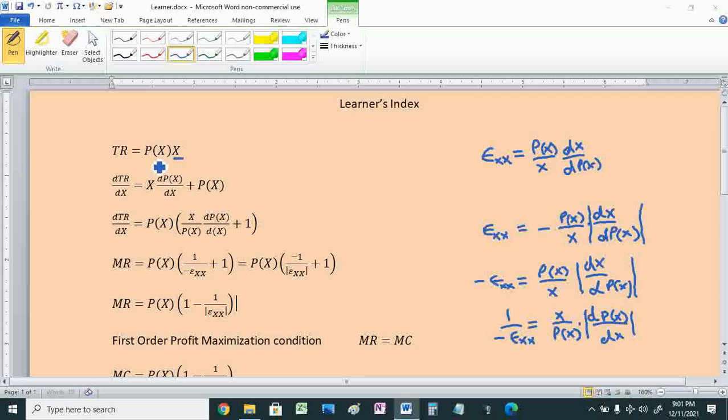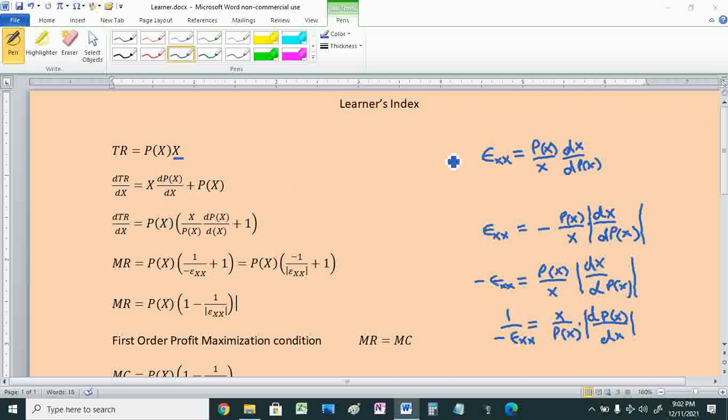Here P of x means that price is a function of x, and we take the derivative of the total revenue function with respect to x to get this expression. From this expression, when we take price of x common, in the parenthesis we have x divided by price of x multiplied by d price of x over d x. Now see that this is the inverse of own price elasticity of demand.